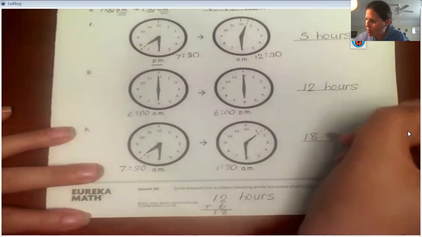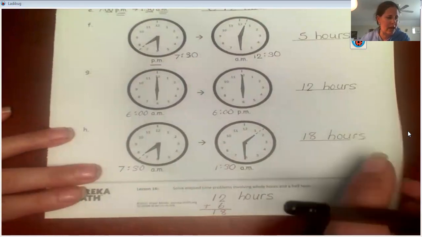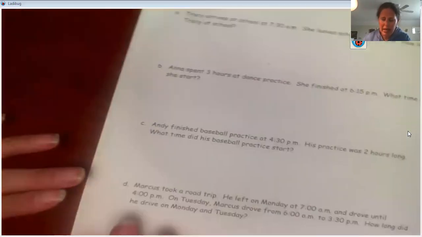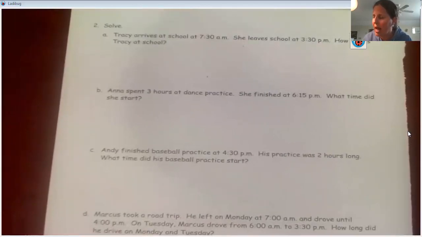So this is a total of 18 hours of elapsed time. Okay, on the back is where I'm going to be solving elapsed time with word problems.